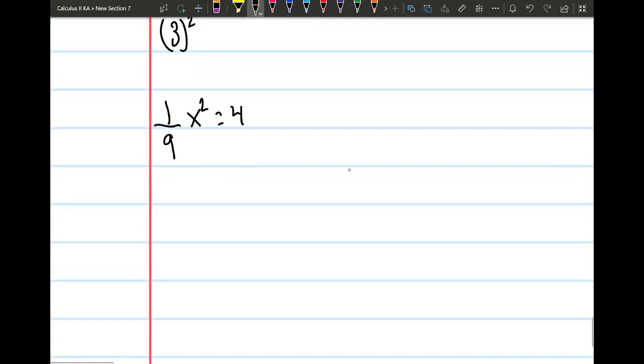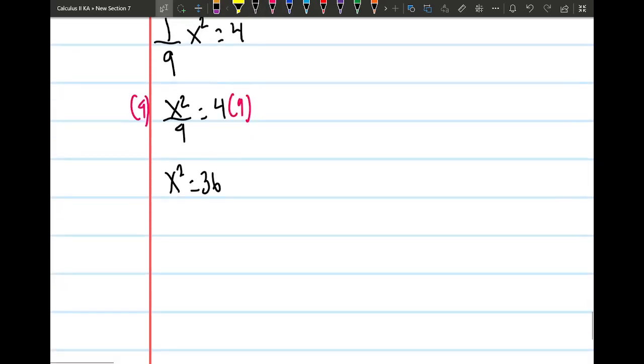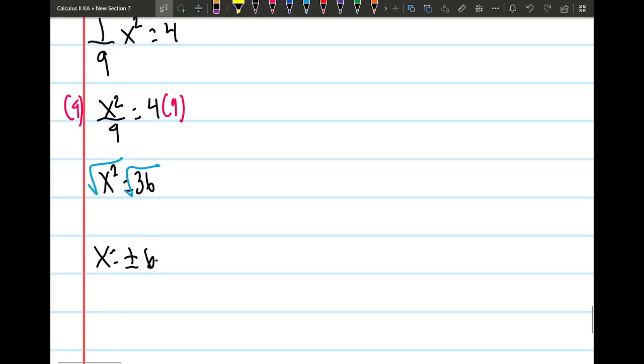So then, like I said, we can just say x squared over 9 is equal to 4. We can multiply both sides by 9, right? And then we have x squared equals 36. And so, again, we would take the square root, and then we have x equals plus or minus 6. We always want to do plus or minus. Okay, so the solutions are x equals negative 6 and x equals 6.